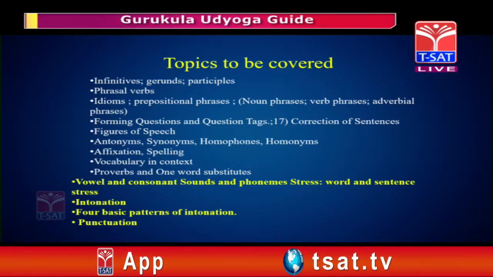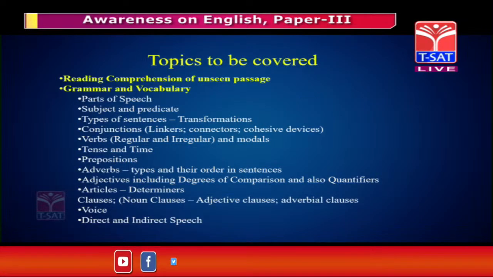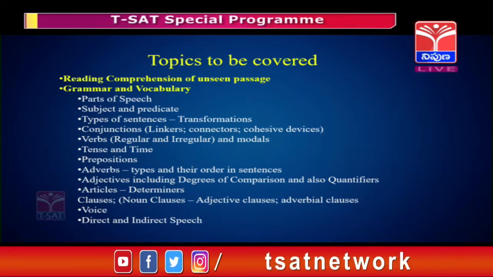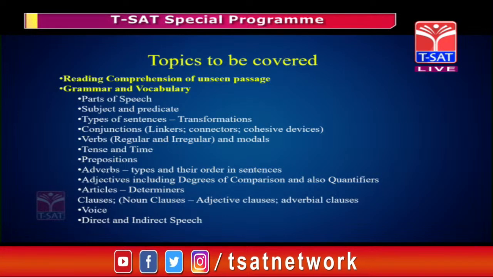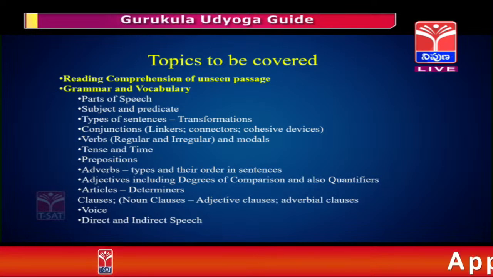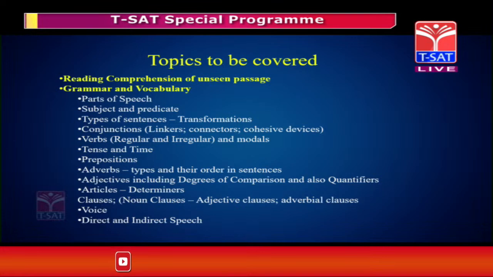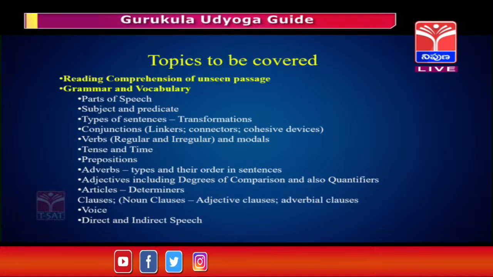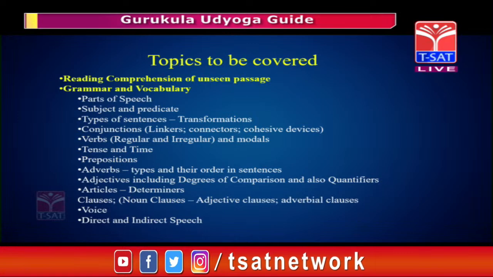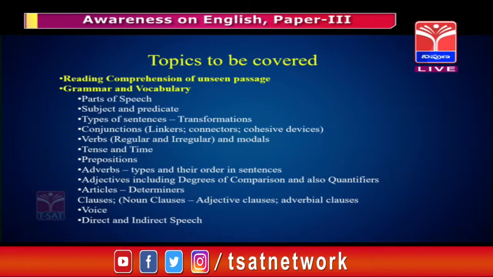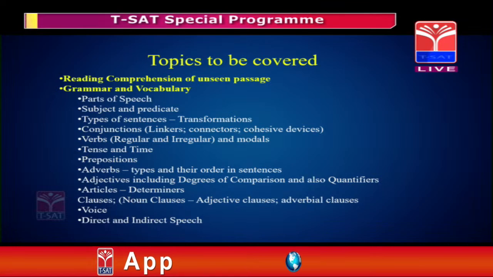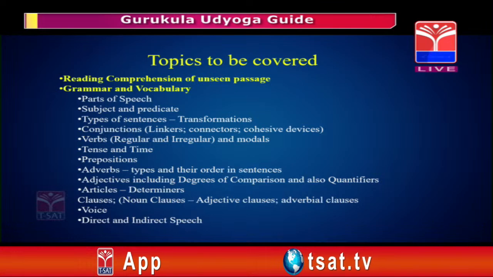Whenever it comes to reading comprehension, you will be given 3 unseen passages. Among these 3 unseen passages, the first will be given 3 questions. The second unseen passage sometimes will be given 3, or else the other one will be given 4. So, reading comprehension of unseen passages in total gives 10 marks. 10 marks will be allotted for reading comprehension.